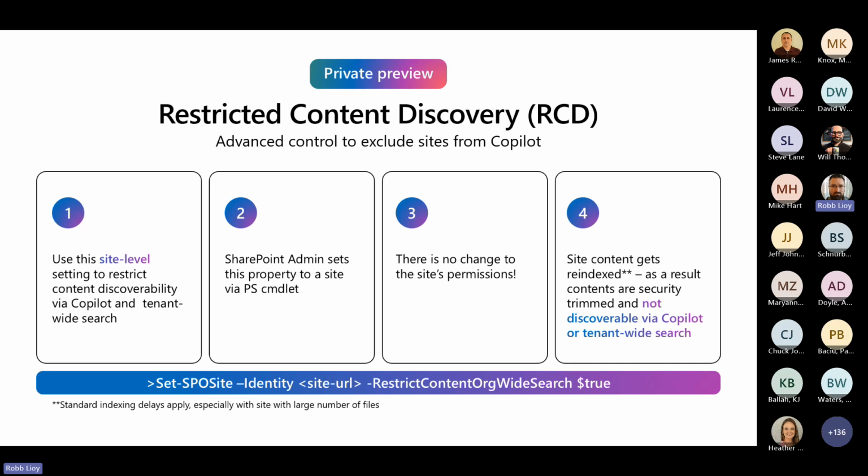So with this, you're able to use a site level setting to restrict content discoverability via Copilot. It's set using this PowerShell commandlet that you see down the bottom here. There's no changes to site permissions. The site content gets reindexed. As a result, the contexts are not security trimmed and not discoverable via Copilot or the content-wide search.